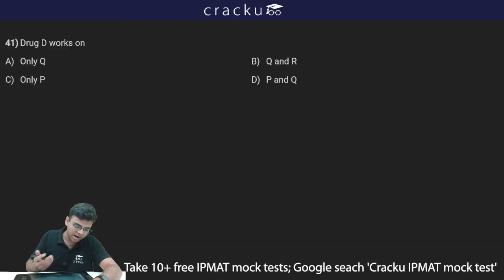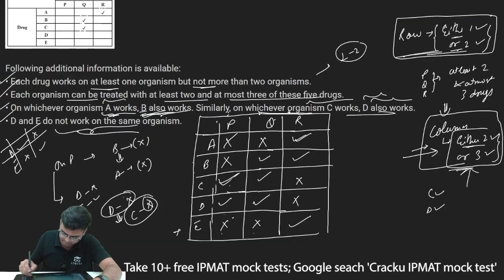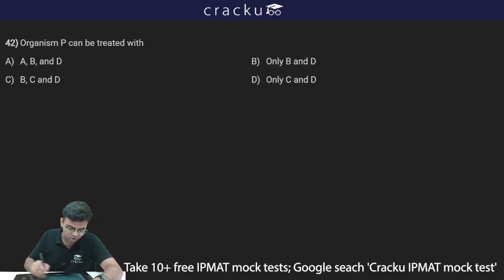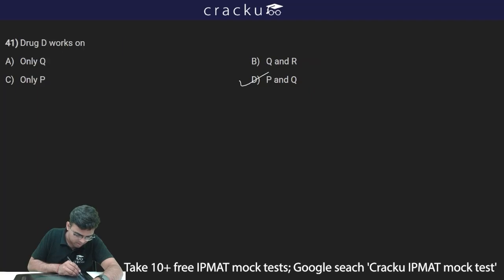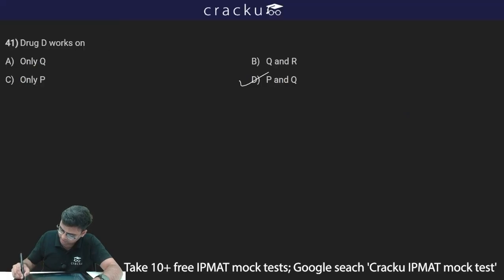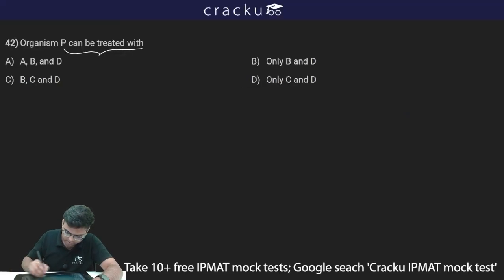First question says drug D works on. So we'll go to the previous table. Drug D works on P and Q, and therefore I can say option D, which is P and Q, is the correct answer. Then the second question is saying organism P can be treated with. So we'll go back to the table. P can be treated with C and D, and therefore I can say only C and D, which is option D, will be the correct answer.